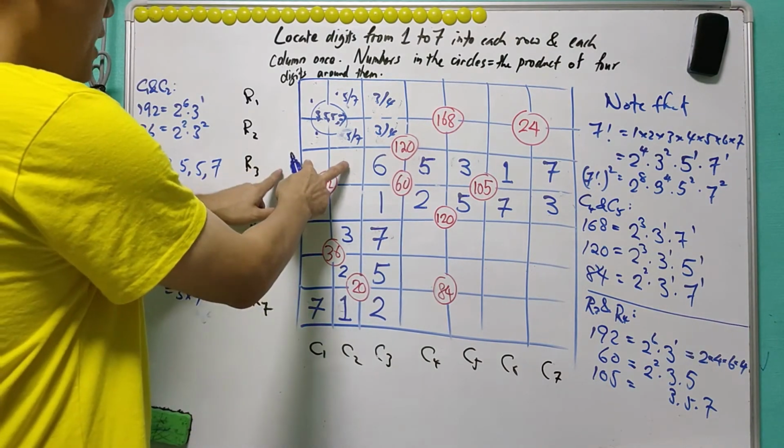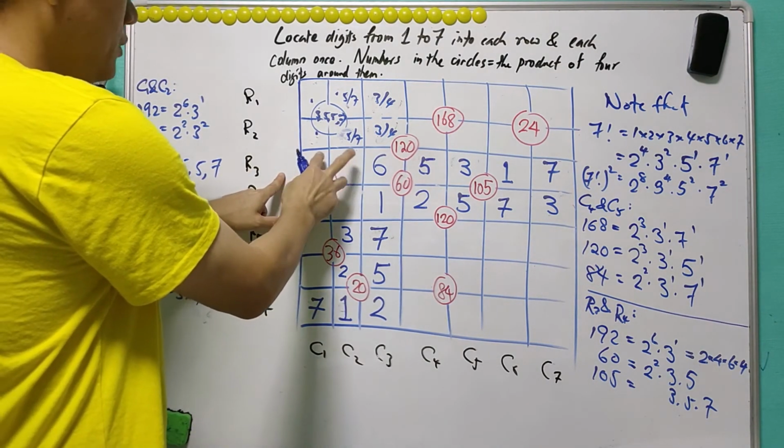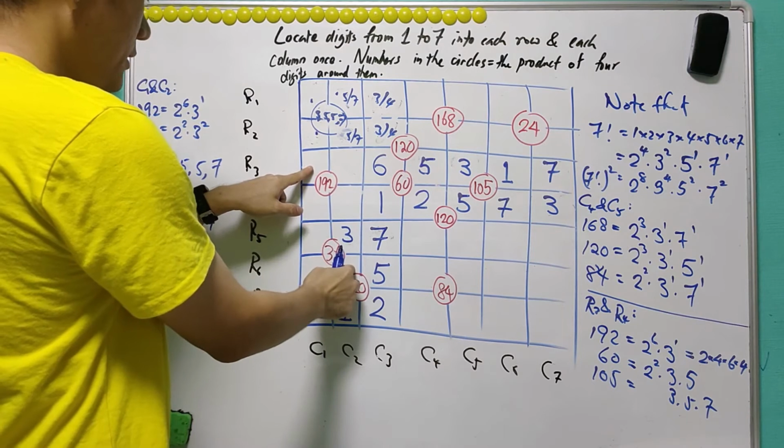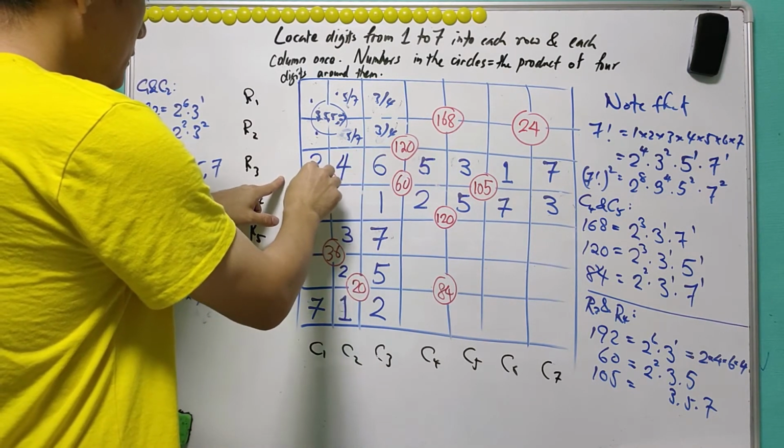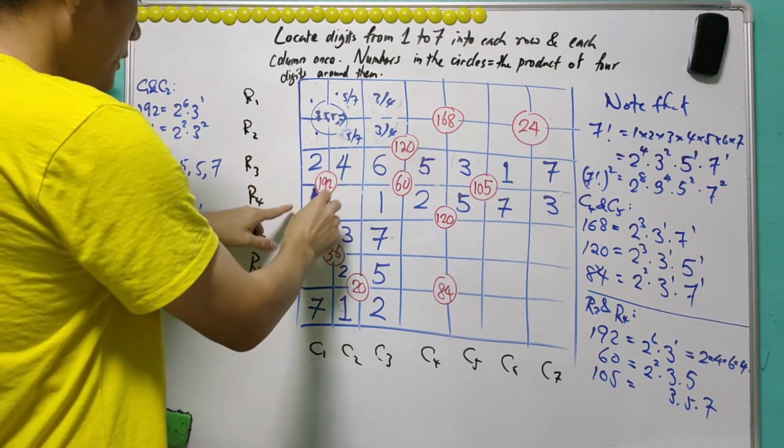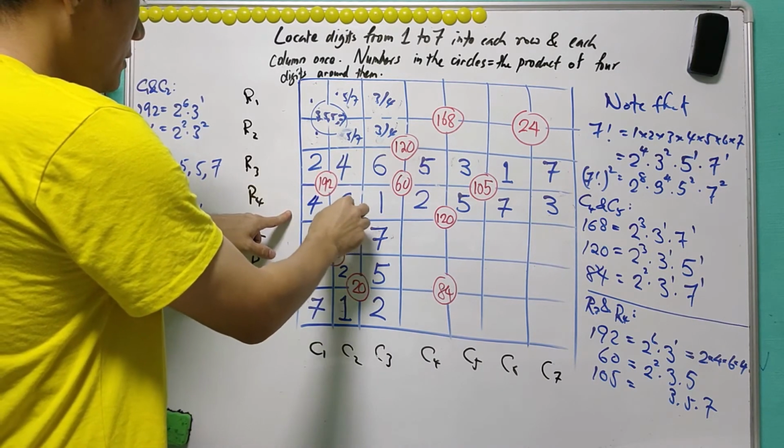And come to the R3. This must be 2 or 4. But because there is a 2 here, then this must be a 4. And this is equal to a 2. And again, this is a 4. And this is a 6.